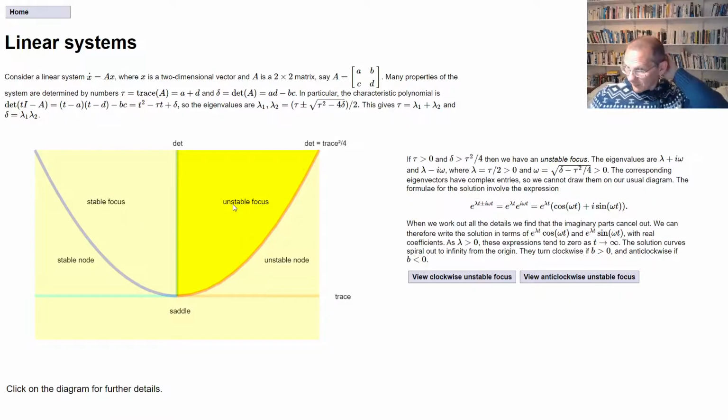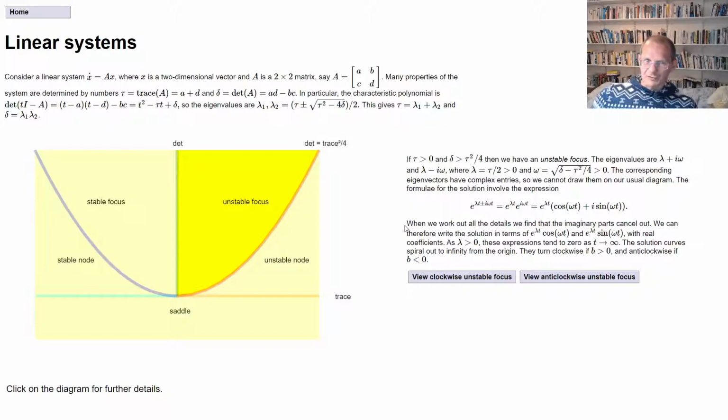We can also have an unstable focus, which is kind of the same in the sense that you're still above the parabola, so delta is bigger than tau squared over 4, and you're still going to get complex roots. But in this case, your tau is positive, and that means your lambda, which is tau over 2, is going to be positive as well. It means that e to the lambda t is going to have a positive coefficient of t, so that will explode out to infinity as t increases.